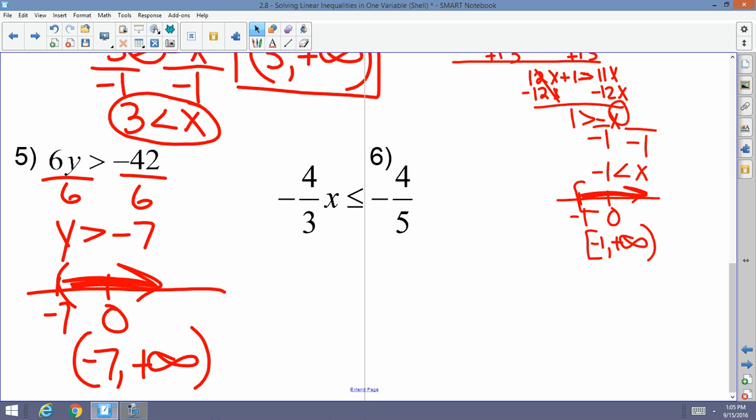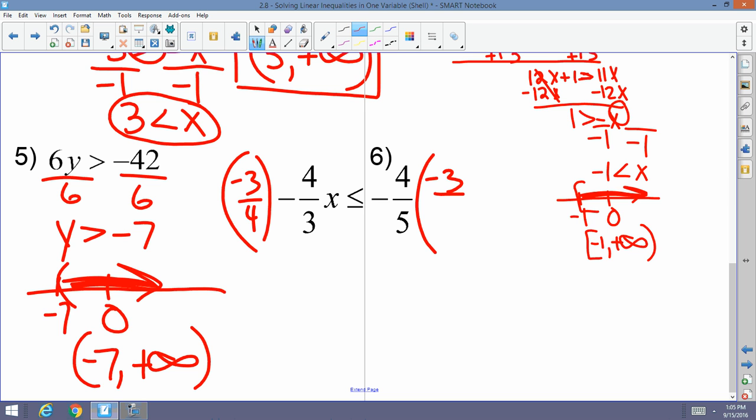I've got -4/3 x is less than or equal to -4/5. So I'm dividing here. I've got to divide by -4/3. Or just multiply by the reciprocal of negative 3/4. But if I'm multiplying by a negative, remember what happens? I have to flip the inequality. So this becomes x is greater than or equal to, the 4's cancel, positive 3/5.